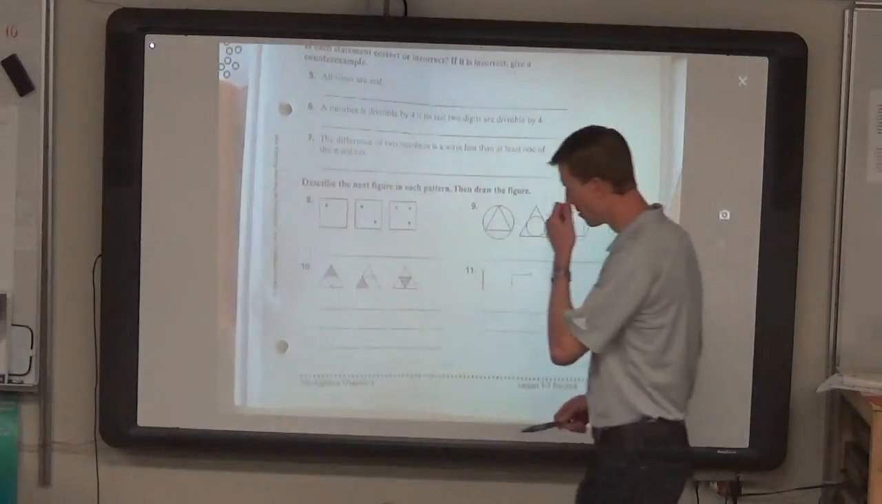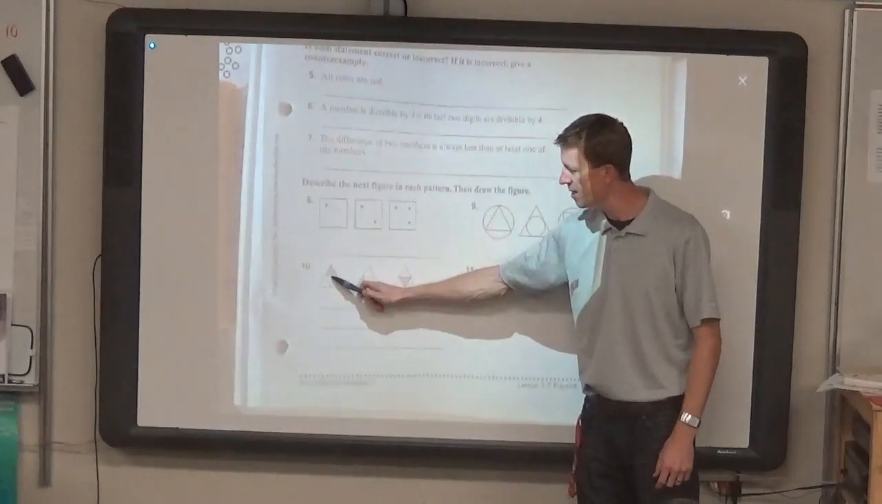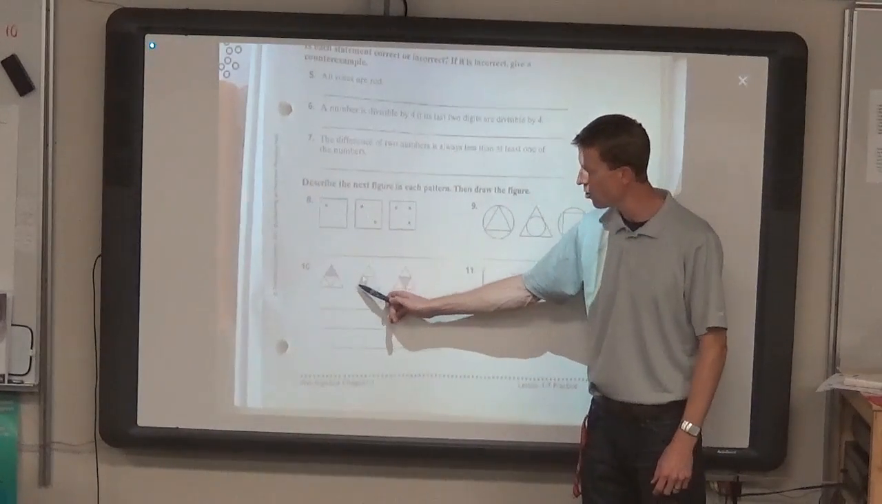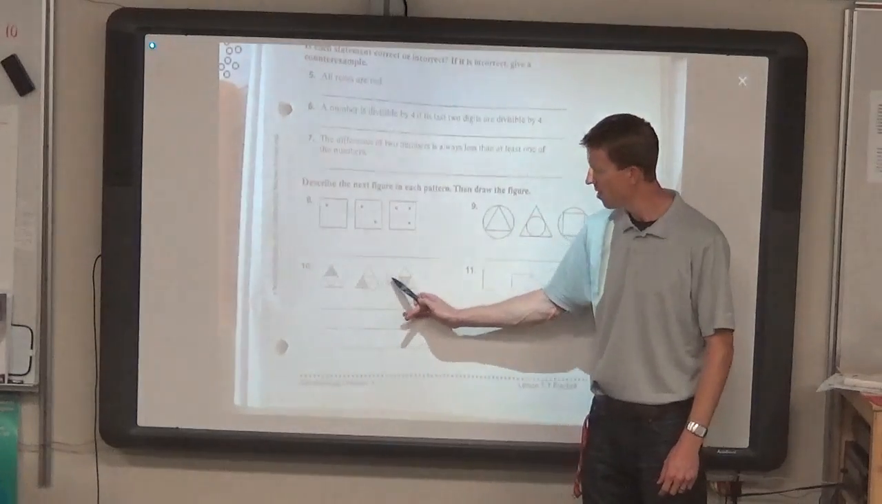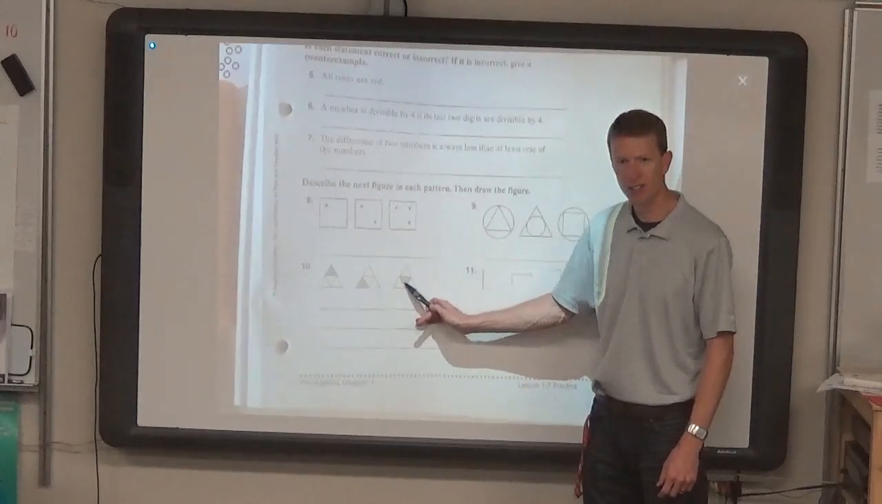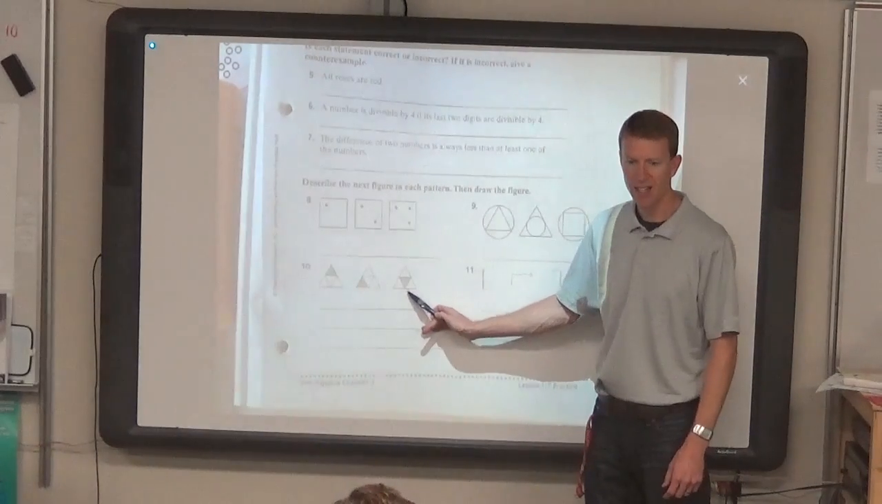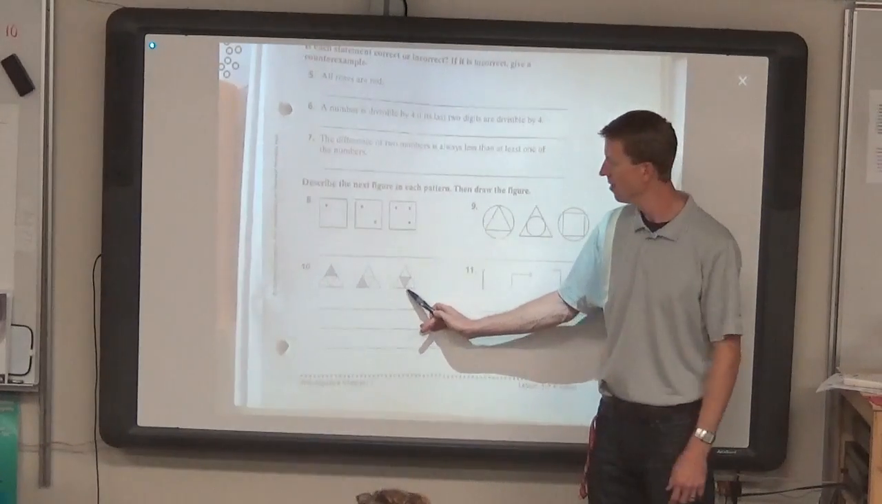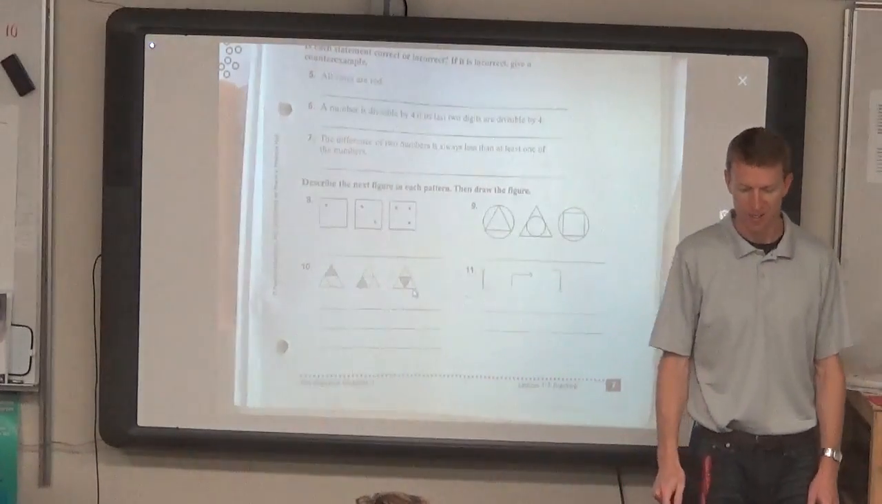Number 10. This has a triangle with the shaded part at the top. And this shaded part goes down to the left. Then it goes to the center. Which position is next? It goes down and to the right. Very good.